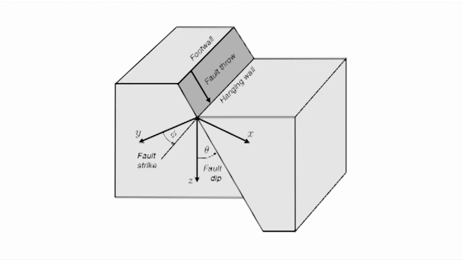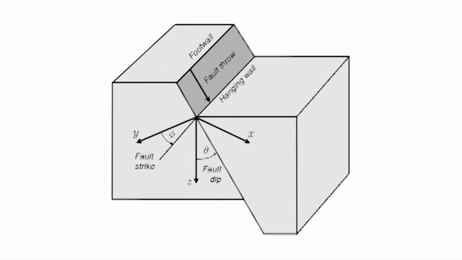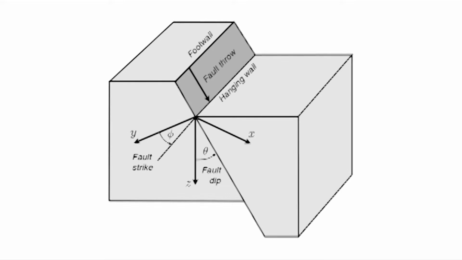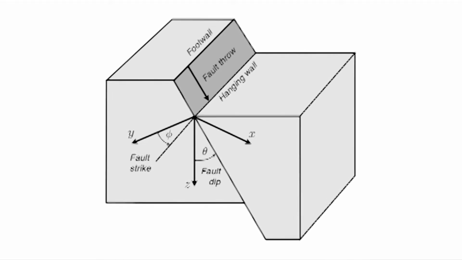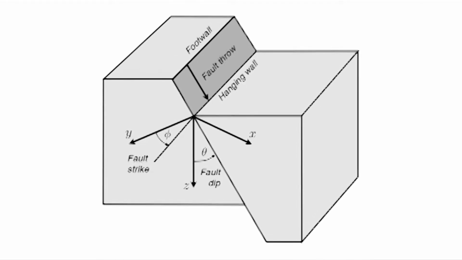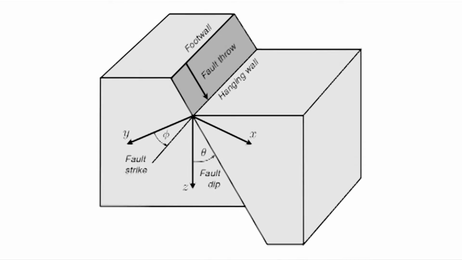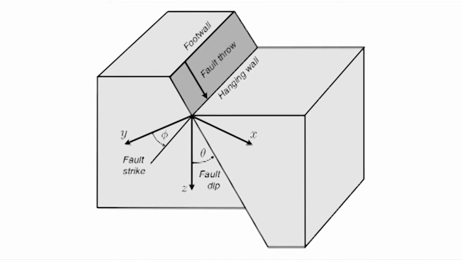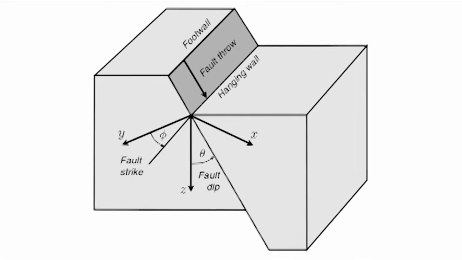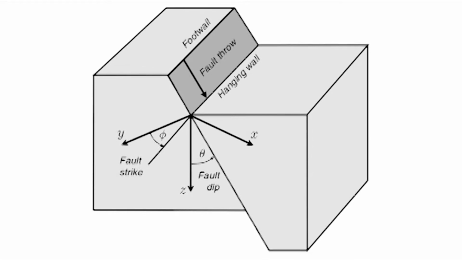Now, in the case of a fault, when the movement of the block takes place either on the right hand side or on the left hand side, one block is stationary and another block is moved downward, then we will call it a normal fault. The hanging wall has moved downward. In other words, as compared to the hanging wall, the footwall has moved upward, then we will call it the normal fault.